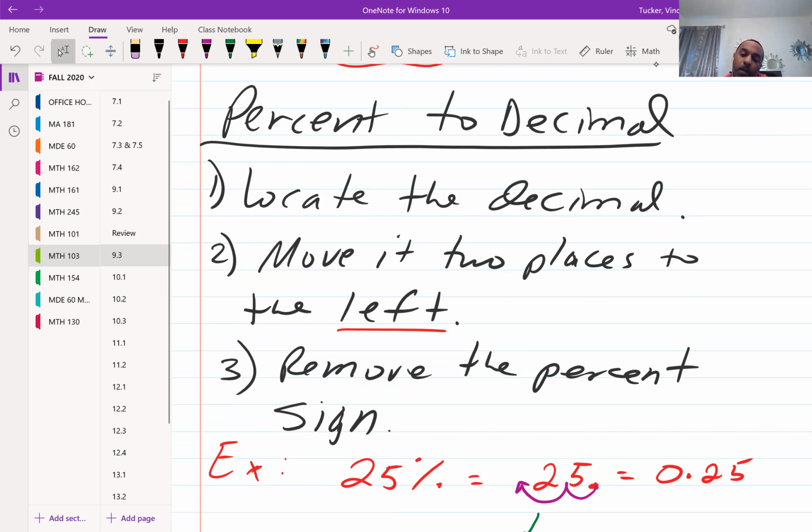All right. 25%. If you don't see a decimal, they assume you know it's to the right of the rightmost digit. So that decimal would be beside the 5, to the right of the 5. So if you're trying to convert 25% to a decimal, you take the decimal, move it 2 places to the left, and that's going to be 0.25.